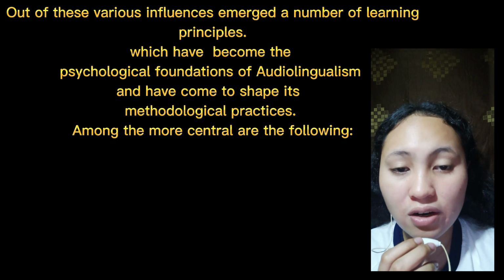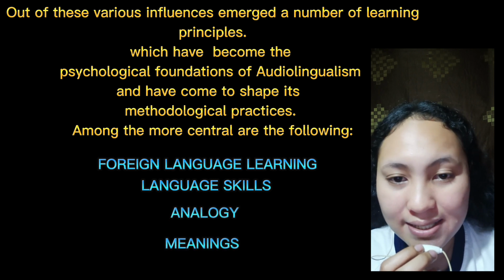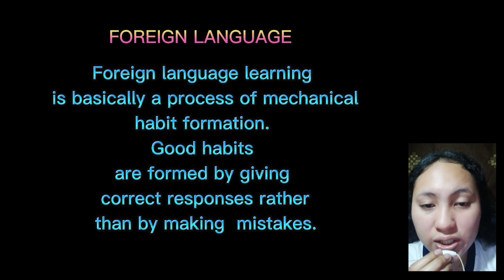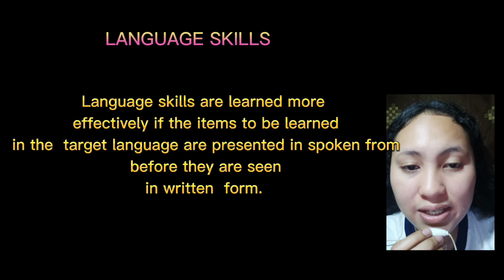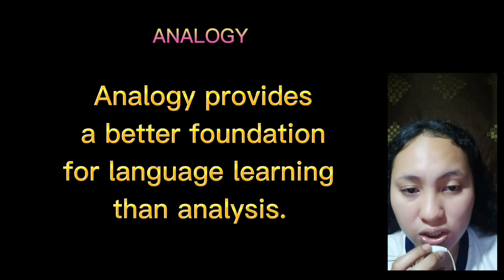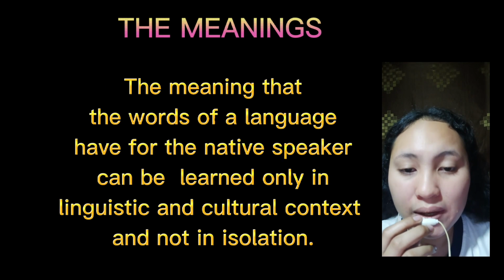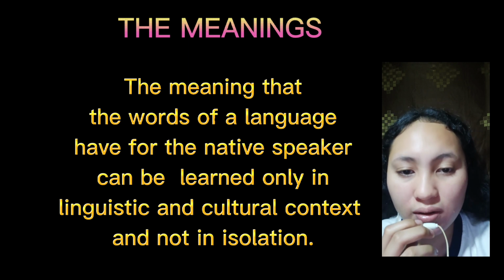Among the more central principles are the following: foreign language learning, language skills, analogy, and the meanings. Foreign language learning is basically a process of mechanical habit formation. Good habits are formed by giving correct responses rather than by making mistakes. Language skills are learned more effectively if the items to be learned in the target language are presented in spoken form before they are seen in written form. Analogy provides a better foundation for language learning than analysis. The meaning that the words of a language have for the native speaker can be learned only in linguistic and cultural contexts and not in isolation.